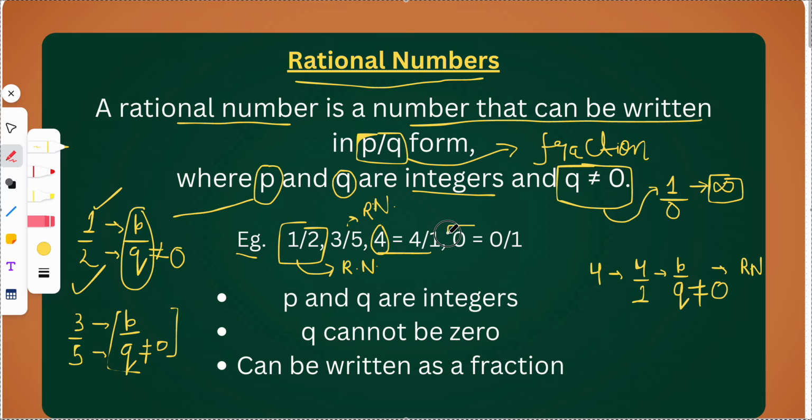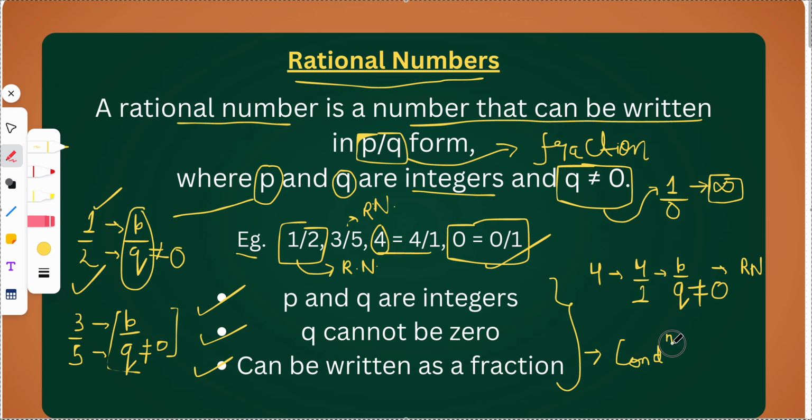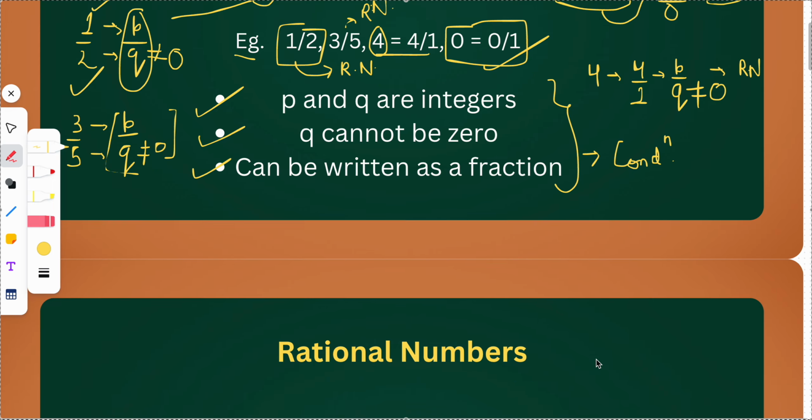Similarly, 0 can be written as 0 divided by 1. Here 0 and 1 correspond to p and q, and 1 is not equal to 0. Therefore, 0 is also a rational number. Got it? So some checkpoints: p and q are integers, we have seen that. q cannot be 0, done. It can be written as a fraction, done. We have understood these three conditions for a number to be a rational number. Now let's move forward.